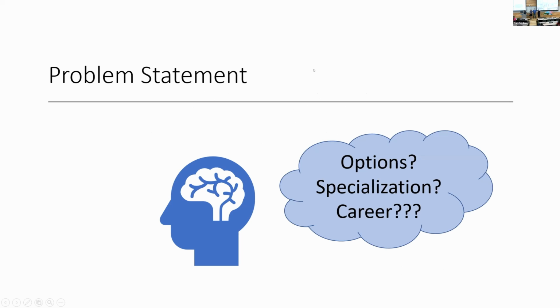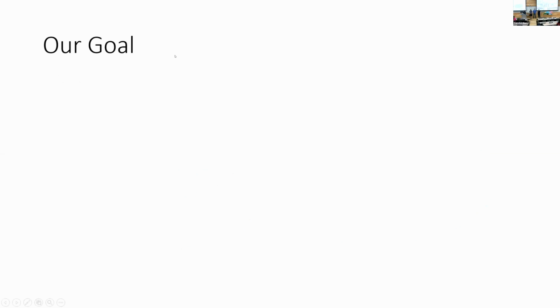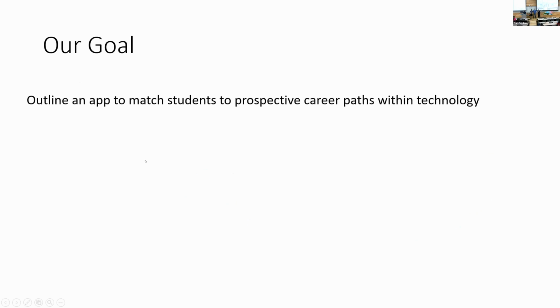So, a lot of students don't really know what they want to specialize in, or they may not even know what specializations are available. And being able to specialize your education, that's what electives are for, is a very important part of a college education. So we wanted an application that could help a student figure out what the options are, what they could specialize in.